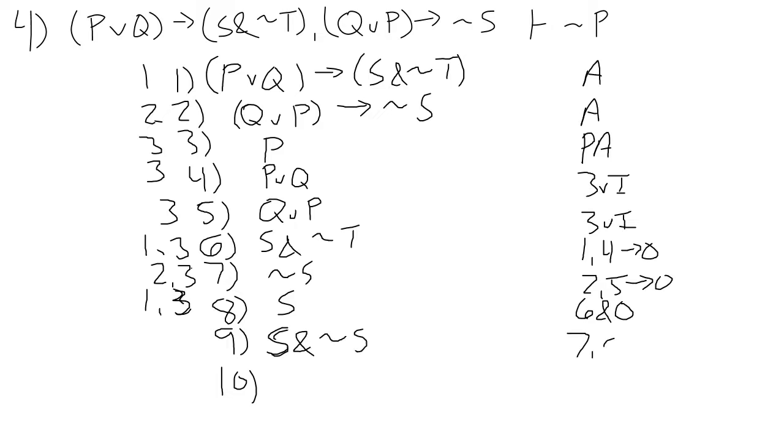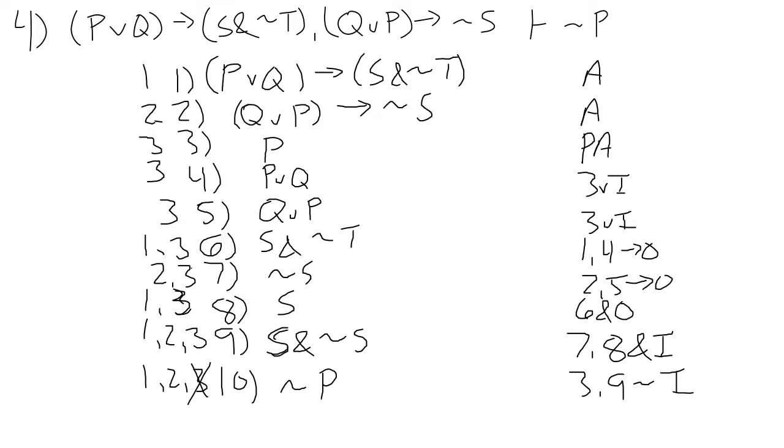Doing 7 and 8, ampersand in. That's 1, 2, and 3. I've got a contradiction now. It depends upon the PA, so I can tilde in on the PA. So it's going to be 3 and 9, tilde in. 1, 2, and 3. Move the 3 because it drops out with tilde in. And that is problem 4.